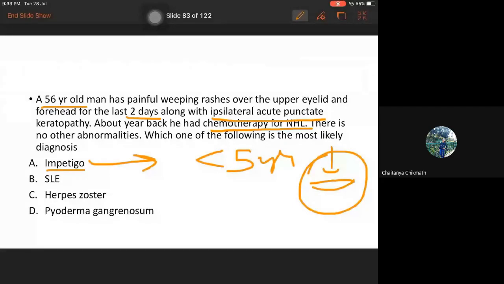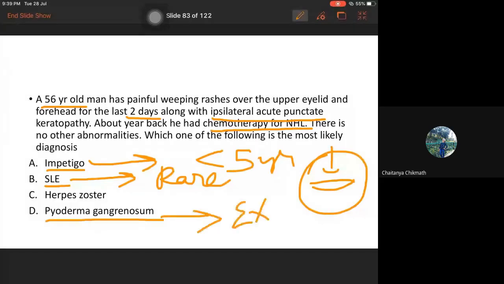The second option is SLE. Again, in SLE, acute involvement and eye involvement, especially the corneal involvement, is very rare. Okay, that you have to keep it in mind. Then you have pyoderma gangrenosum. This involves only the extremities. Okay? And it's basically because of unknown reasons. And normally it's a dark colored gangrene which occurs on the extremities. So the only option which fits into this criteria is herpes zoster ophthalmicus. Okay? Any doubt?